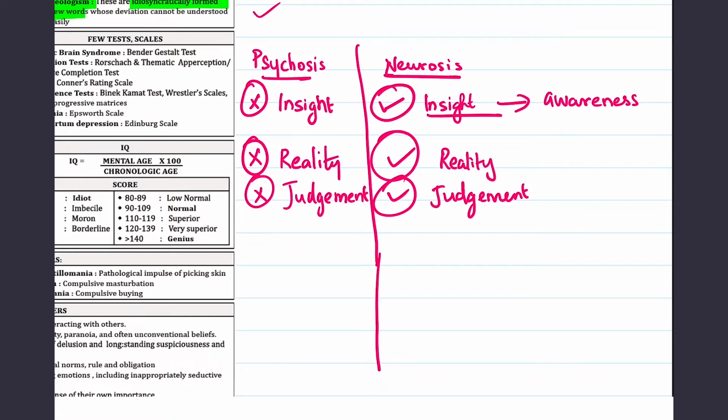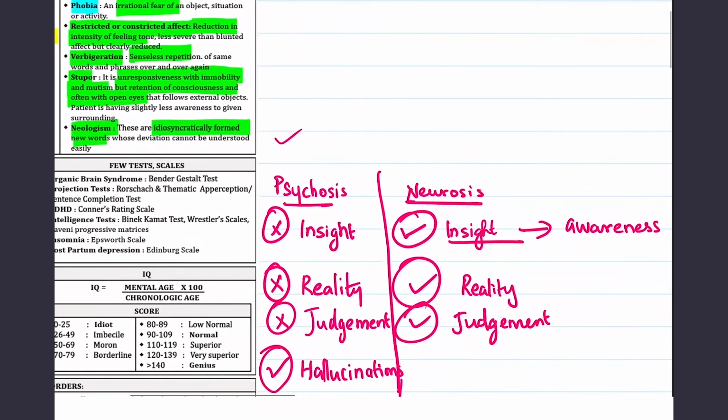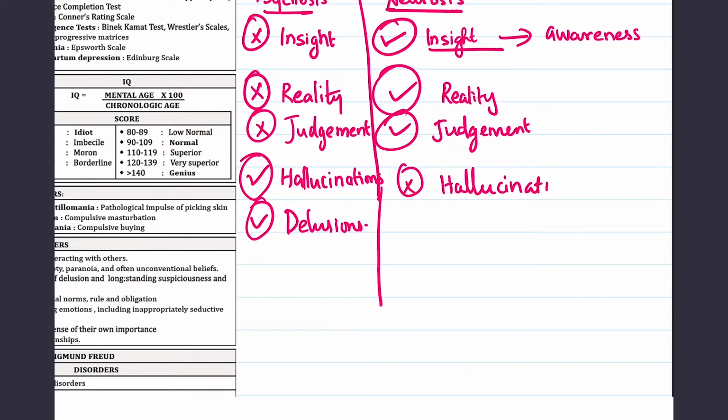Okay, next. If the patient loses reality, the patient talks to himself. So there are positive hallucinations and delusions. What is meant by hallucination? Without a stimulus, the patient's perception occurs. That is, the object won't be present, but the patient thinks like the object is present. That is known as hallucination. So in psychosis, hallucinations and delusions will be present. Here, in neurosis, there won't be any hallucination or delusion.